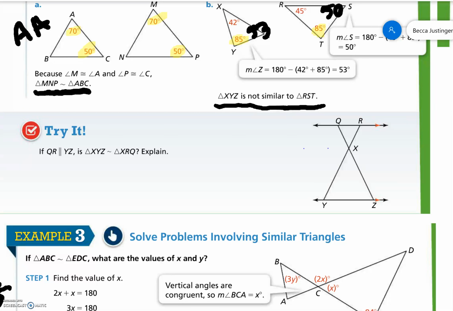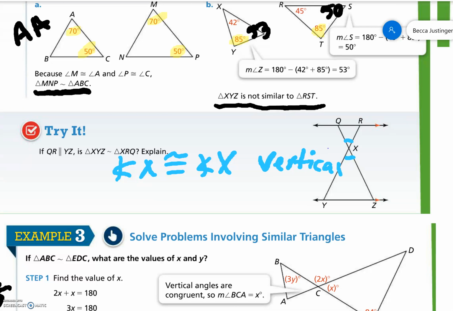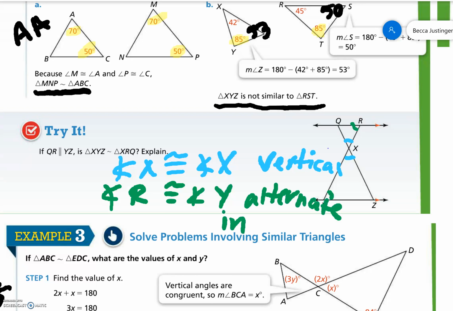Explain. Well, first I know that this angle and this angle is congruent, so I'll call it angle X and angle X. And that's congruent because of what? Vertical angles. And then I also know that angle R is congruent to angle Y because of alternate interior angles.